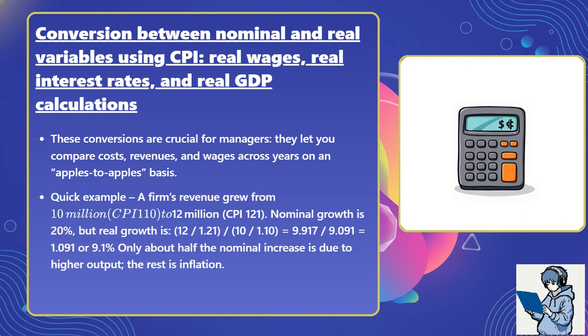Example: a firm's revenue grew from $10 million with CPI 110 to $12 million with CPI 121. Nominal growth is 20%, but real growth is 12 divided by 1.21 divided by 10 divided by 1.10, equals 9.917 over 9.091, equals 1.091, or 9.1%. Only about half the nominal increase is due to higher output; the rest is inflation.